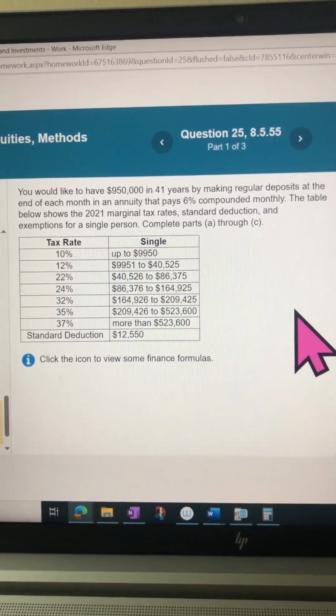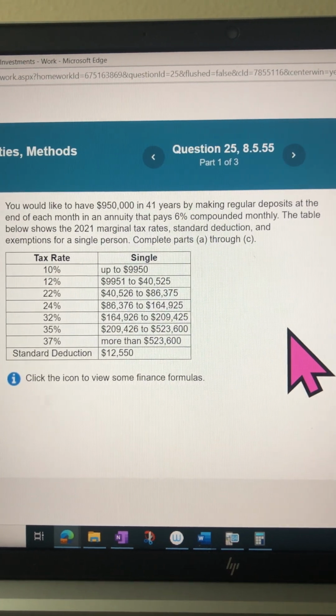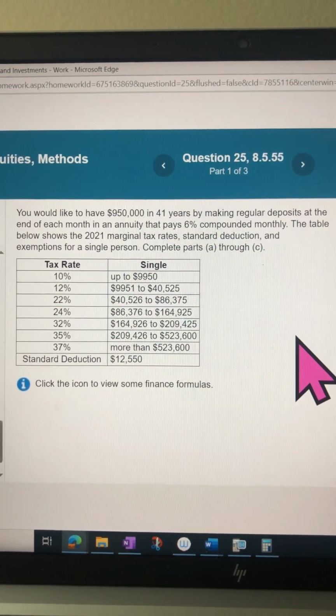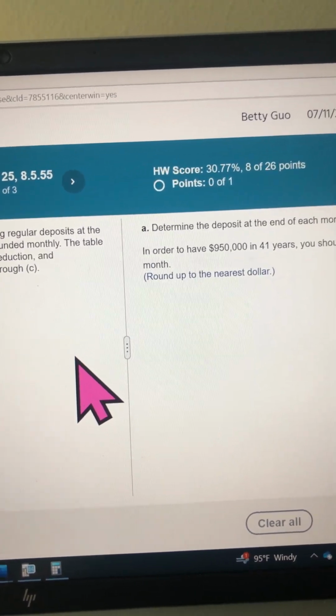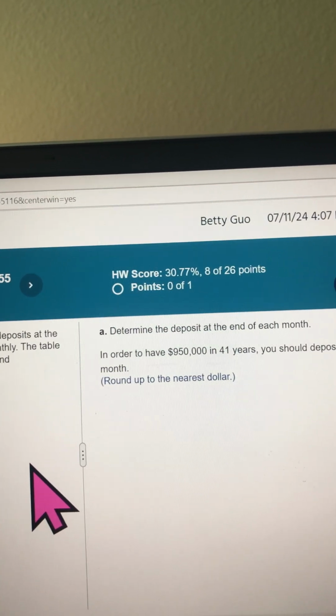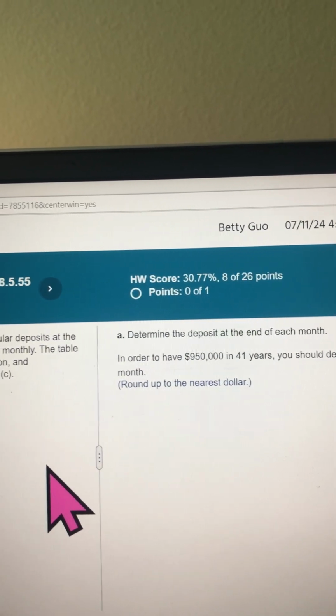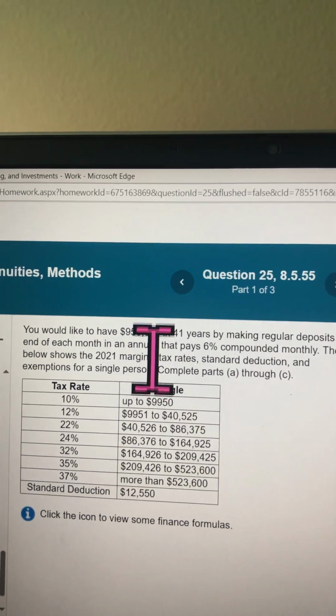Hello, this video is to address question number 25 for section 8.5. Part A is about an annuity. We are looking for the monthly payment at the end of each month. Let's see what we have for the annuity.